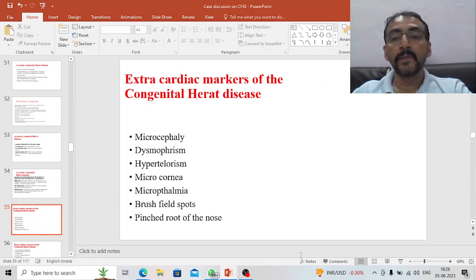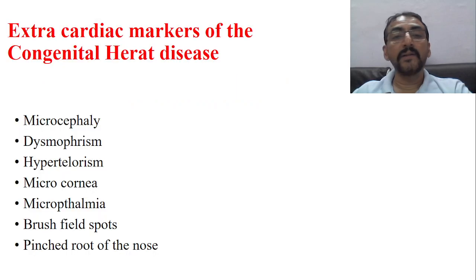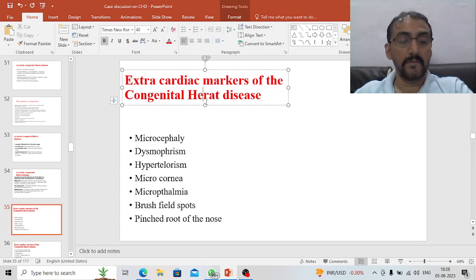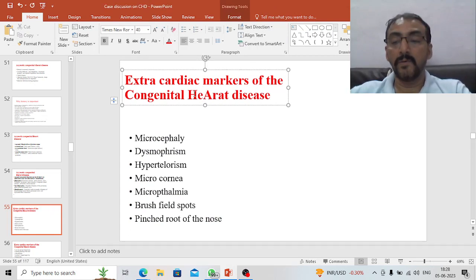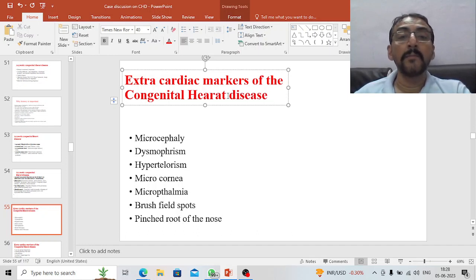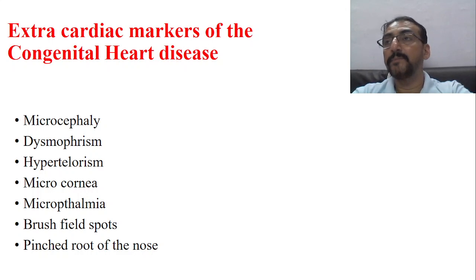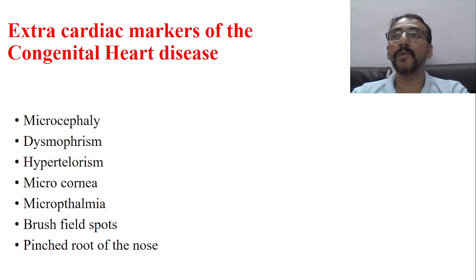Now, let us see the extracardiac markers of congenital heart disease. What are the extracardiac markers of congenital heart disease? That means you don't have any clue that the child is having a cardiac problem. Now, by looking at the other symptoms, how can you suspect that this child may have a cardiac problem?